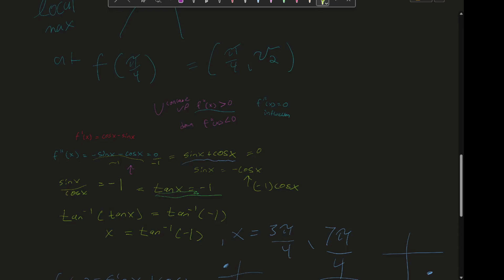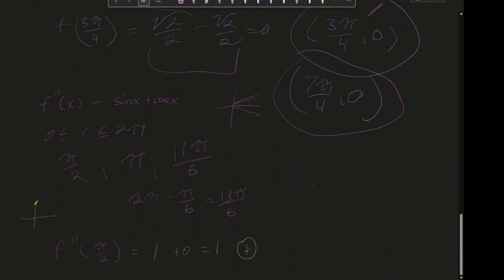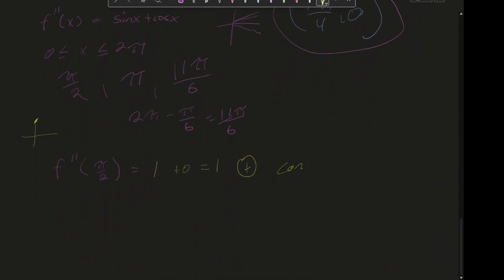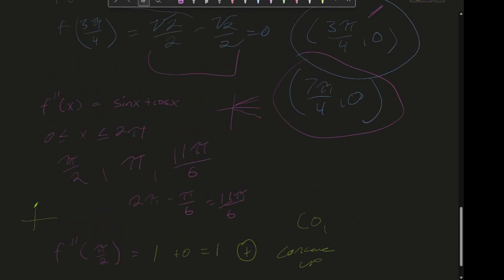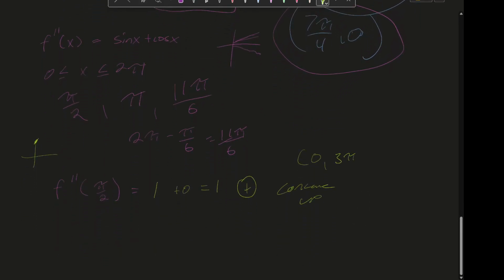Concave up is if it's greater than 0. Concave down is if it's less than 0. So yeah, that corresponds to concave up. And that was your interval between 0 and 3 pi over 4. So between 0 and 3 pi over 4, concave up.